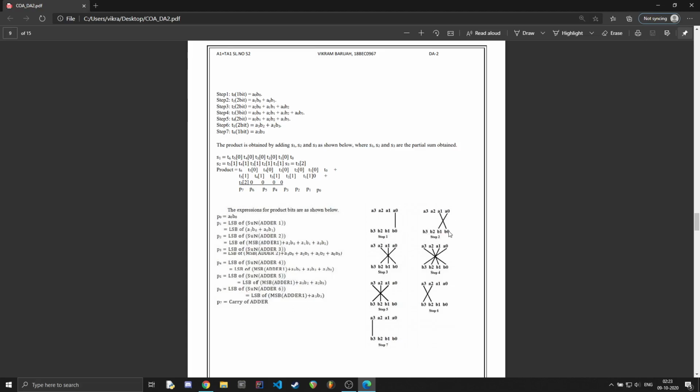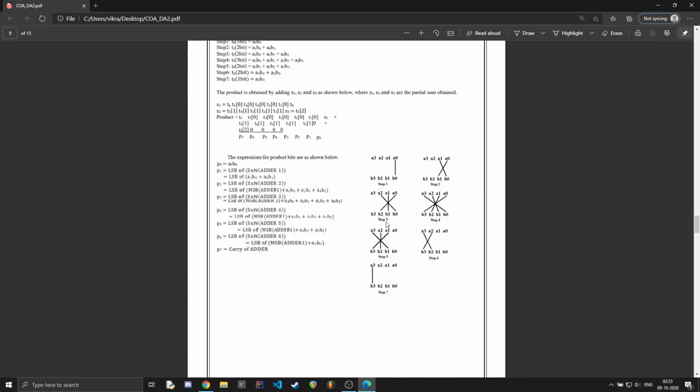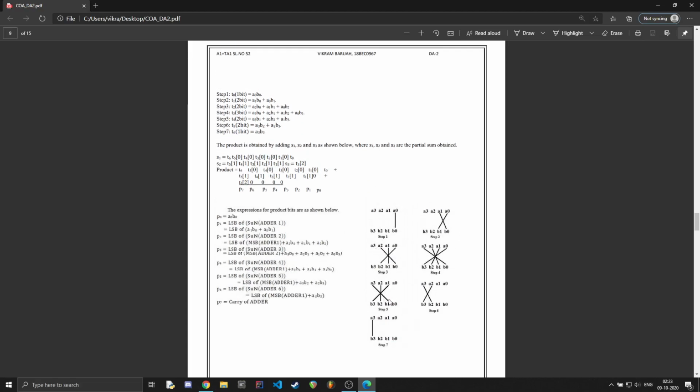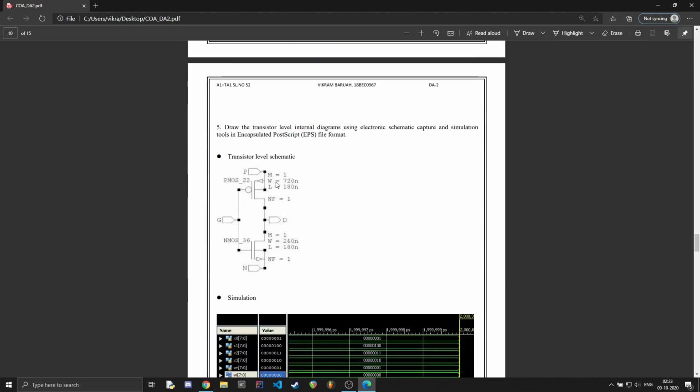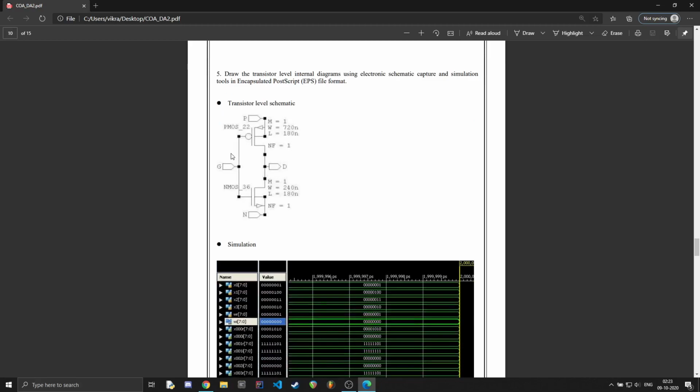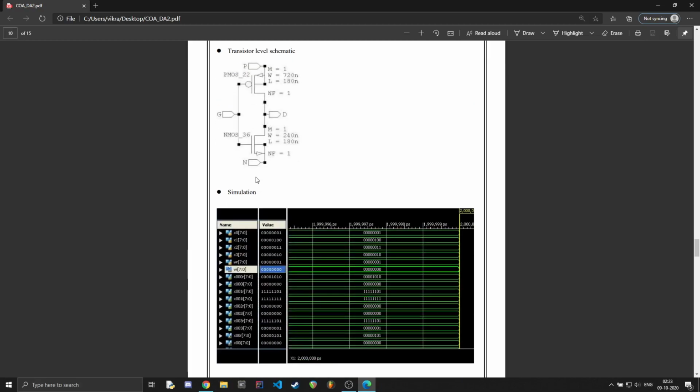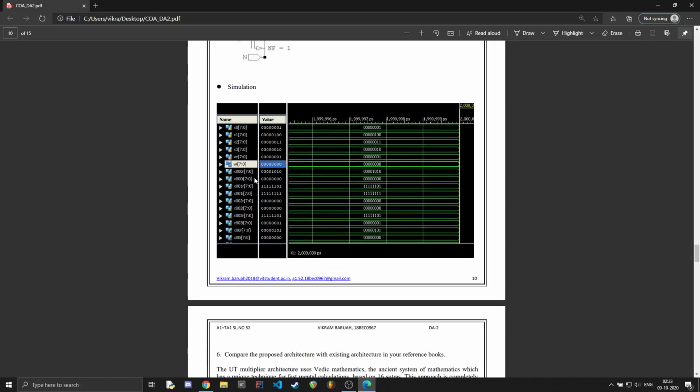Then in the next step we simultaneously multiply B0 with A1 and A0 with B1 and add them. Similarly, we multiply B0 with A2 and B2 with A0 and A1 with B1, and we keep on doing that, and we keep on shifting towards the right for the A element and towards the left for the B element, and finally we add all of them to get the final result. The transistor level internal diagram is shown here, and the simulation is being done in Verilog, which is shown here.